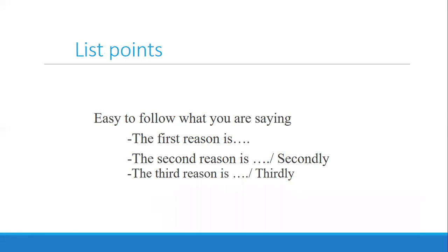Then when you need to list points, you can move from one point to another by using words like this. The first reason is, the second reason is, secondly, the third reason is, or thirdly, and so on. Then the reader knows, okay, now you have finished the first reason and now you are moving to the second reason, right? So when you are listing points, make sure to use phrases like this. If you're talking about 3 points in your paragraph, then you can say the first point is, the second point is, and so on.